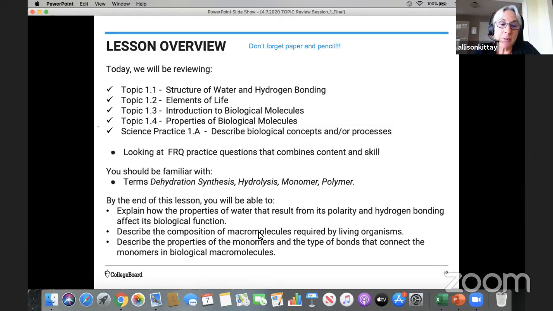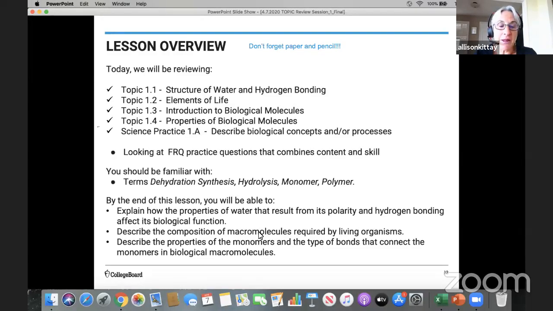We're also going to be looking at Science Practice 1A, which is asking you to describe biological concepts or processes. So if you think back to that second FRQ, that is one of the task verbs. Today, we'll be looking at several free response practice questions that combine the content of each of these topics and skill. There are some terms that hopefully when you hear them, you'll remember them from prior lessons. They are dehydration synthesis, hydrolysis, monomer, and polymer. So we're going to talk about those concepts today.